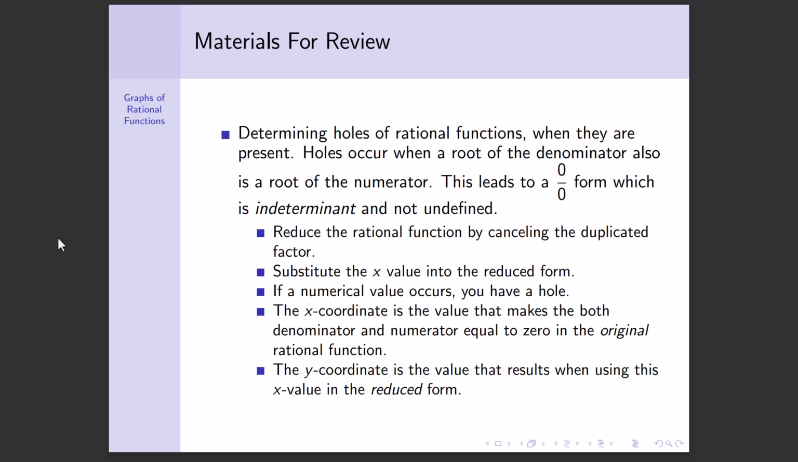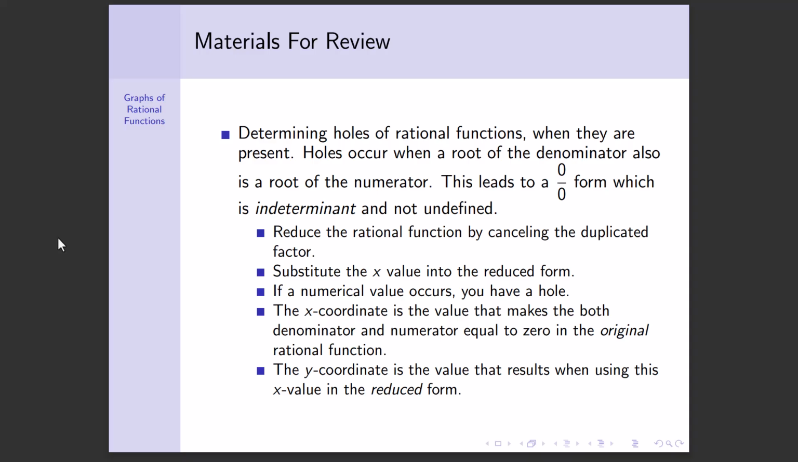And one last thing we would like to determine are holes of rational functions when they are present. Holes occur when the root of the denominator is also a root of the numerator, and this leads to a 0 over 0 form, which is indeterminate and not undefined. This implies that more investigation is needed, and the steps to investigate further are listed here.